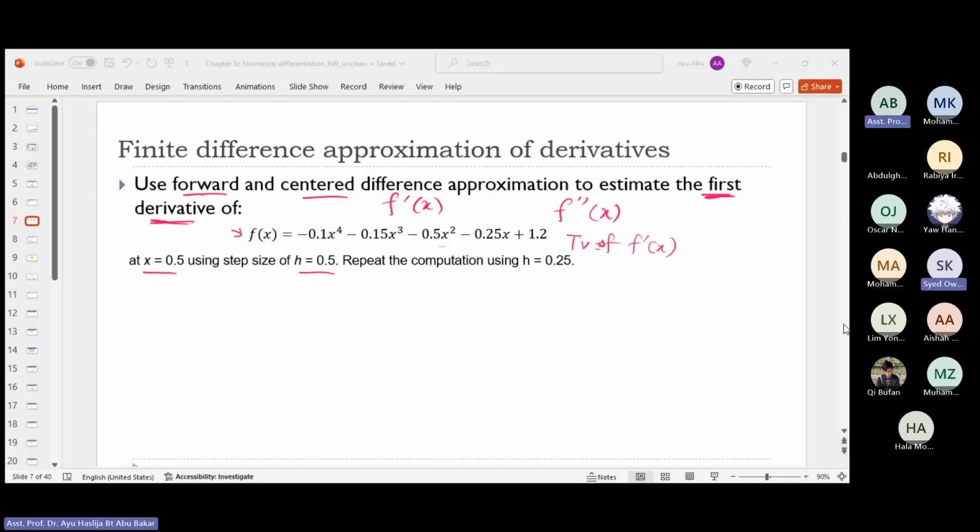Minus 0.9125. Negative 0.91. The rest get the same. 0.91. Okay, so that is your true value. Now, it asks you to use the x of 0.5 and h 0.5.